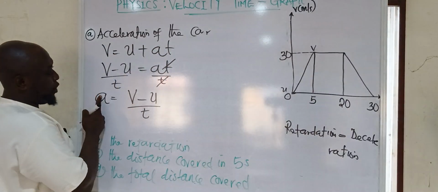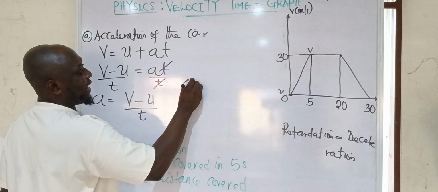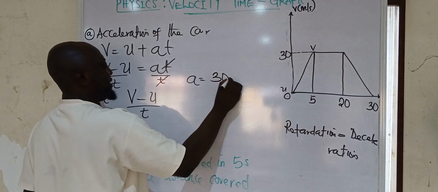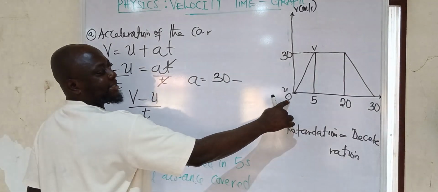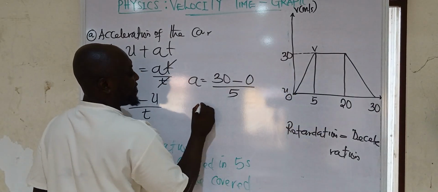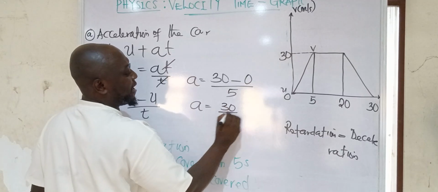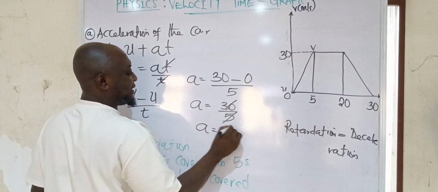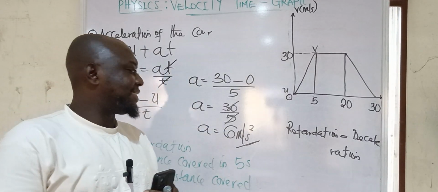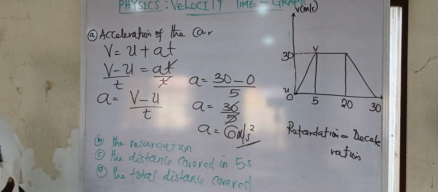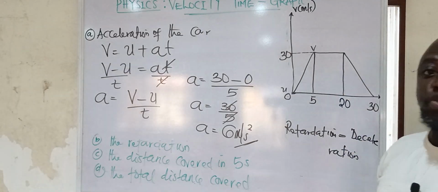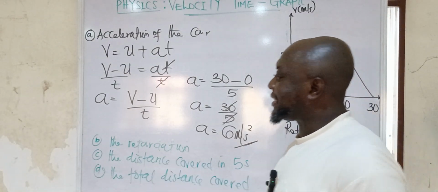So what do we now do? We are looking for A, so we just input values. A becomes, what is my V here? Just trace it here. This is the velocity. Then 30 minus, what is my U? My U is 0 because the car was at rest before the acceleration took place. And what is my T? At this time, 5. So A becomes 30 minus 0 over 5, so A becomes 6 meters per second squared. This is how it is calculated. This is the first of the questions on the board here.